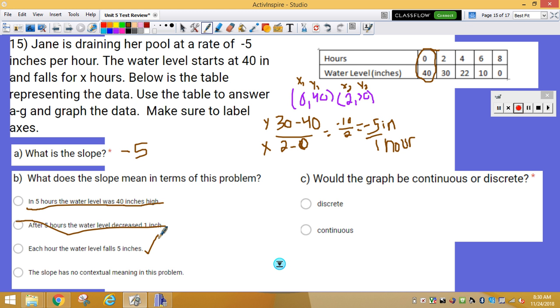Continuous or discrete. Remember, discrete cannot have decimals. Continuous can. So we're talking about water level. Could the water level be a decimal inch? Yeah, it could. So that means it has to be continuous. Continuous can have decimals.